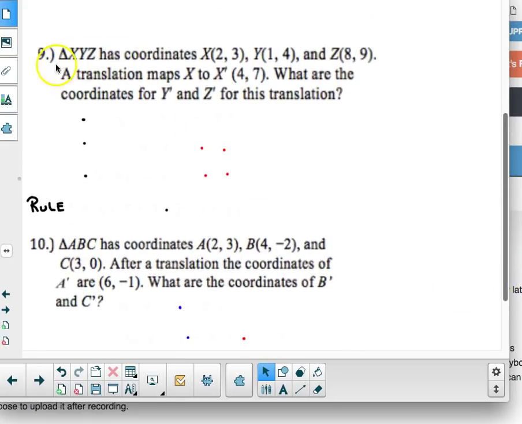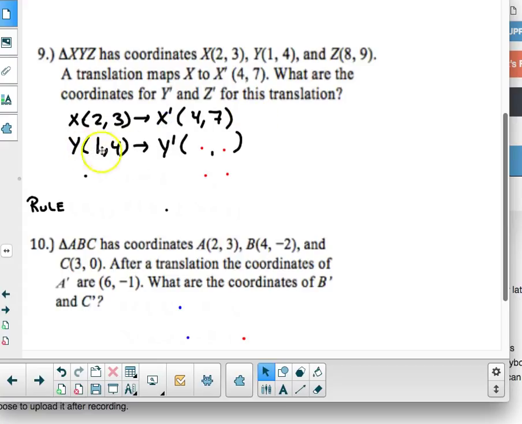If triangle XYZ has coordinates X (2, 3), Y (1, 4), and Z (8, 9), a translation maps X to X prime (4, 7). What are the coordinates for Y prime and Z prime? Now keep in mind, pre-image was X, image was X prime. So I've got to be thinking I went from (2, 3) to (4, 7), and what did I do to go from Y and Z?